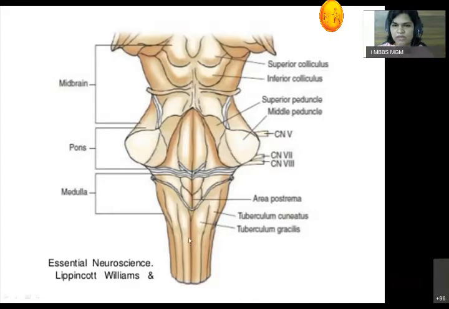So this is the posterior median sulcus. On either side in the upper part, we have the gracile tubercle, then the cuneate tubercle, then the tuberculum cinereum. And more laterally, there is the inferior cerebellar peduncle, which continues upwards and then goes into the cerebellum. So these are the general features which we can see on the external aspect.